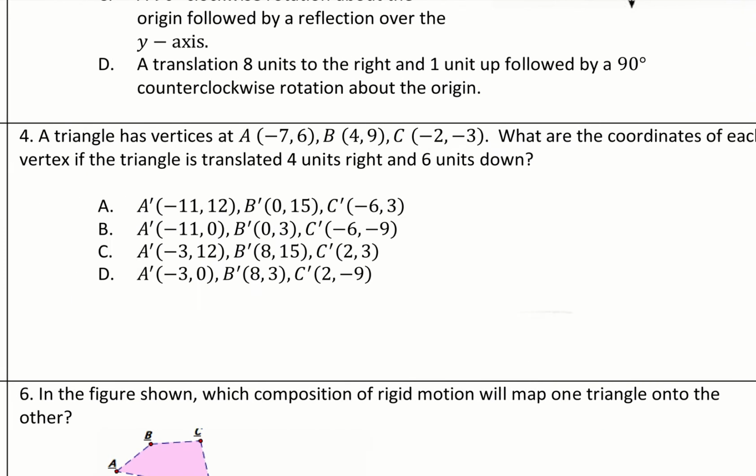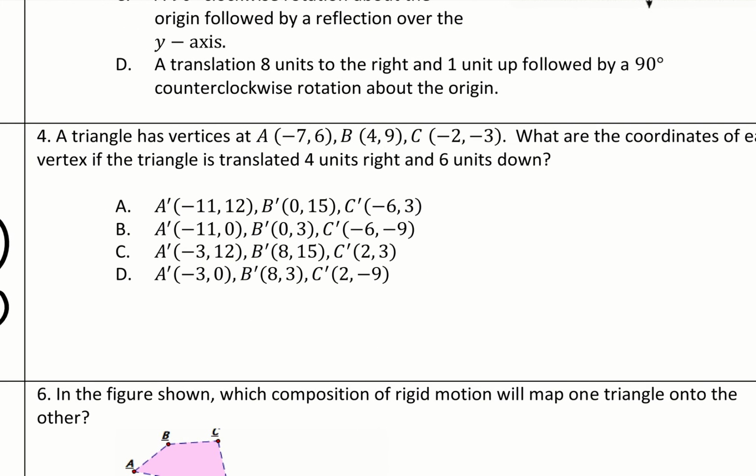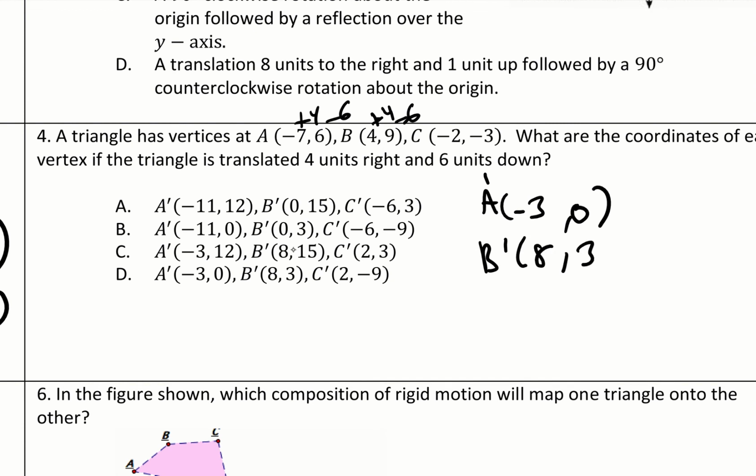All right, for number 4, a triangle has vertices at those coordinates. What are the coordinates of each vertex if the triangle is translated 4 to the right, 6 down? Okay, 4 to the right, 6 down. So you got to add 4 to the x, subtract 6 there. So a is now going to be negative 7 plus 4 is negative 3. 6 minus 6 is 0. So a prime is going to be negative 3, 0. Let's do that here. Add 4 here, take away 6 there. So b prime is going to be 8 and 3.